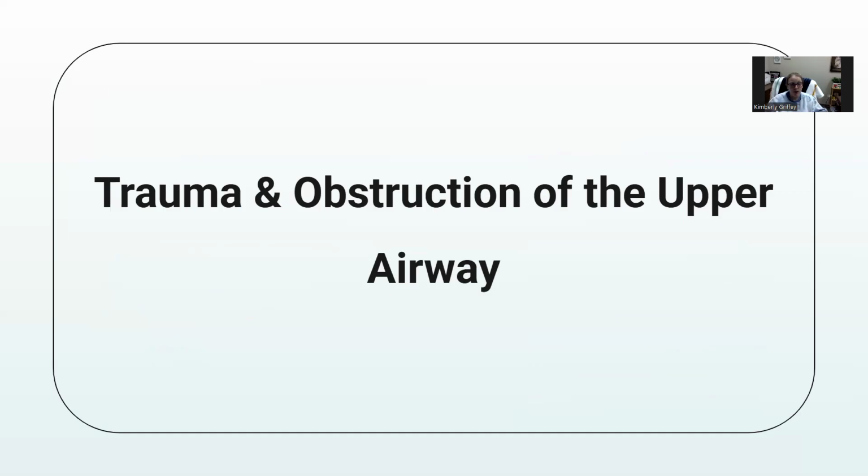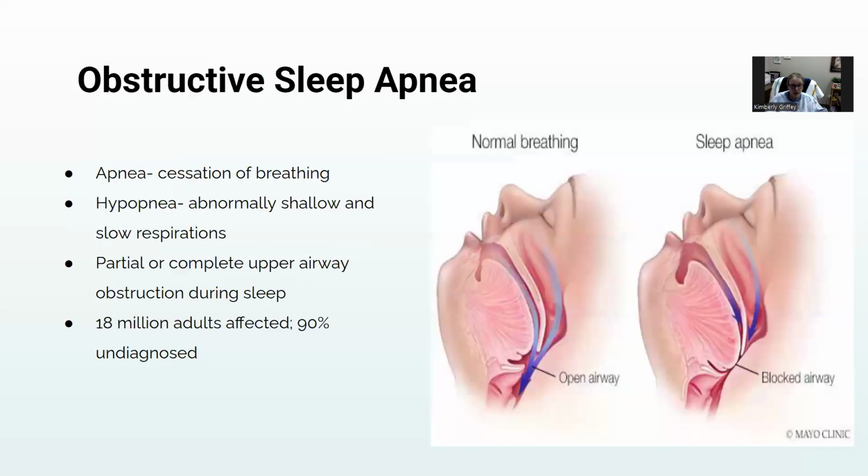Okay, now we're going to talk about trauma and obstruction of the upper airway. So obstructive sleep apnea. On Moodle, there is an article that talks about obstructive sleep apnea. I highly recommend that you read it and look through those questions because you may see some of those questions on your exams. So obstructive sleep apnea, you have apnea, which is the cessation of breathing. You have hypopnea, that's abnormally shallow and slow respirations. You can have a partial or complete upper airway obstruction during sleep.